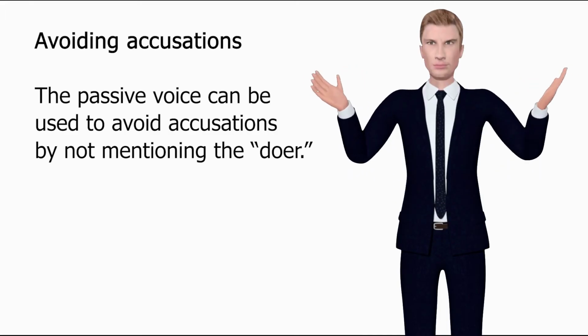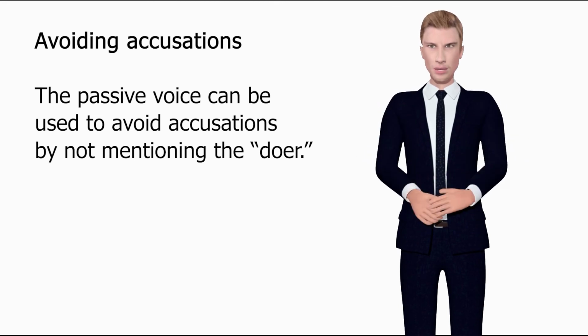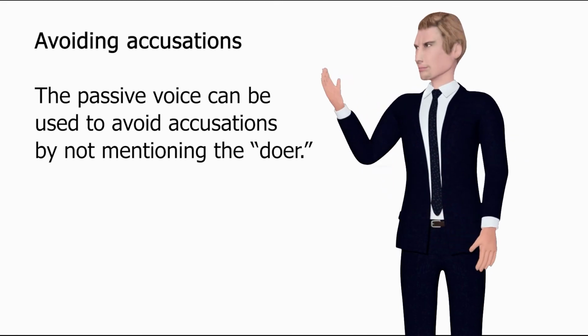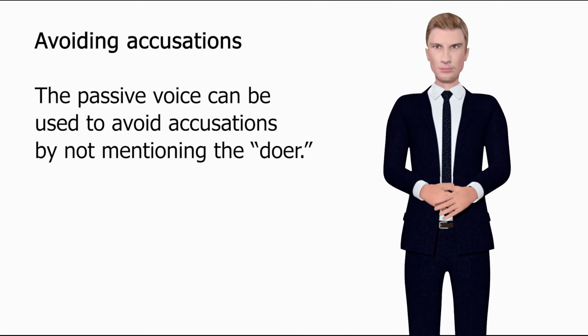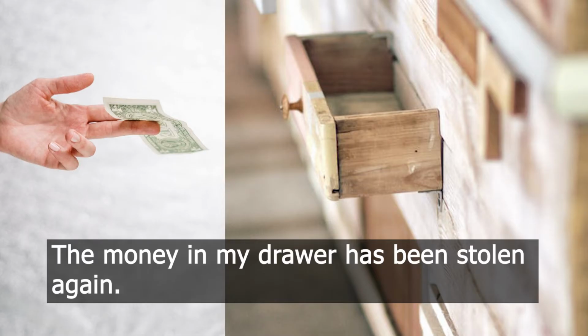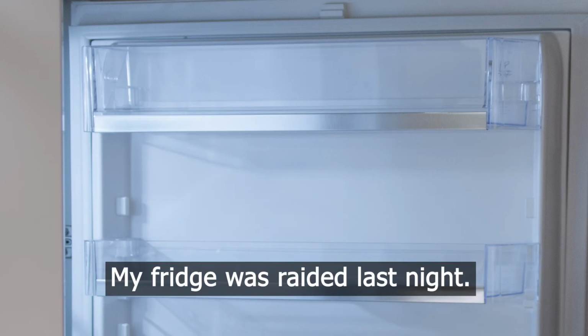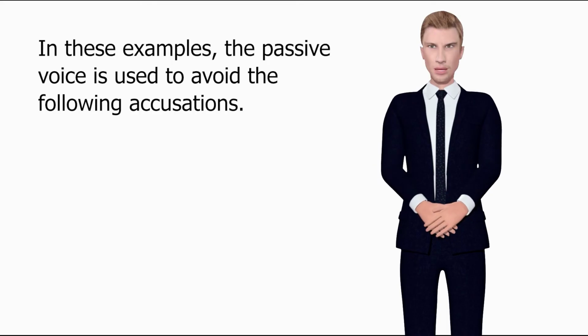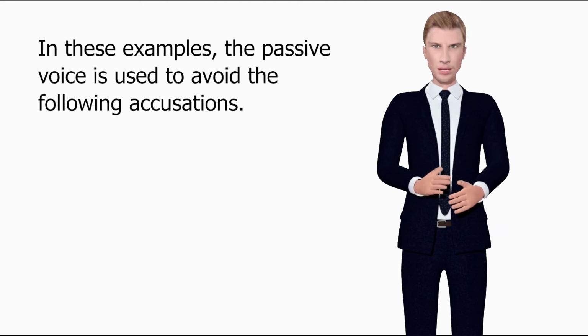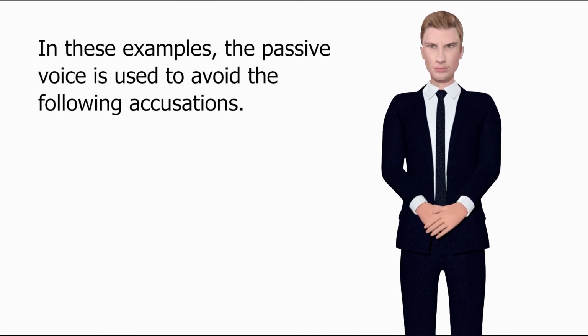Avoiding accusations. The passive voice can be used to avoid accusations by not mentioning the doer. The money in my drawer has been stolen again. My room wasn't cleaned yesterday. My fridge was raided last night. In these examples, the passive voice is used to avoid the following accusations.